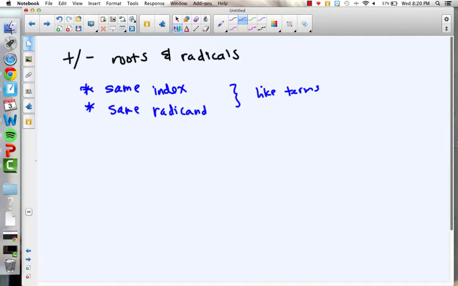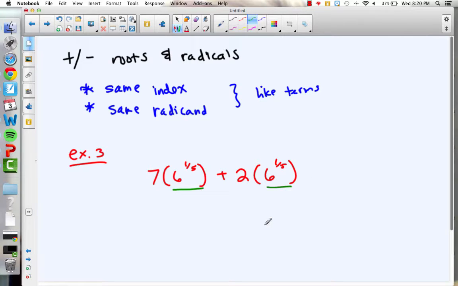So an example for this one might be, maybe I have 7 times 6 to the 1/5, and then I have plus 2 times 6 to the 1/5. Well, rather than just typing this in the calculator, I would want to leave it as an answer with a rational exponent. And so what you notice is that we have a 6 to the 1/5 and a 6 to the 1/5. Kind of think of those like x. If I had 7x plus 2x, what would I combine? Well, I'd have the 7 plus the 2, so I'd get 9x.